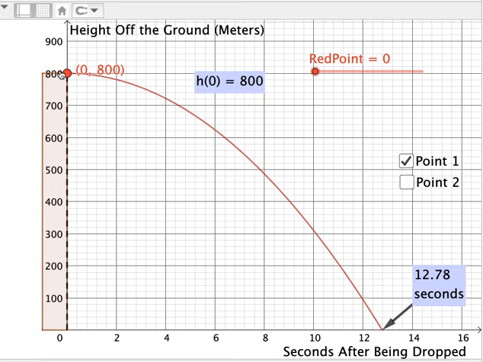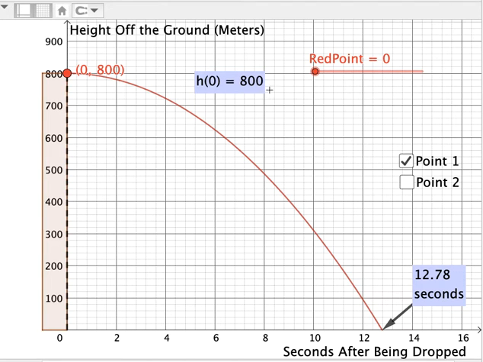So we have this function defined. The set of inputs is all the values from 0 to 12.78. That's called our domain for this function. The set of outputs is anywhere from 0 to 800 meters. That is the range for this function.